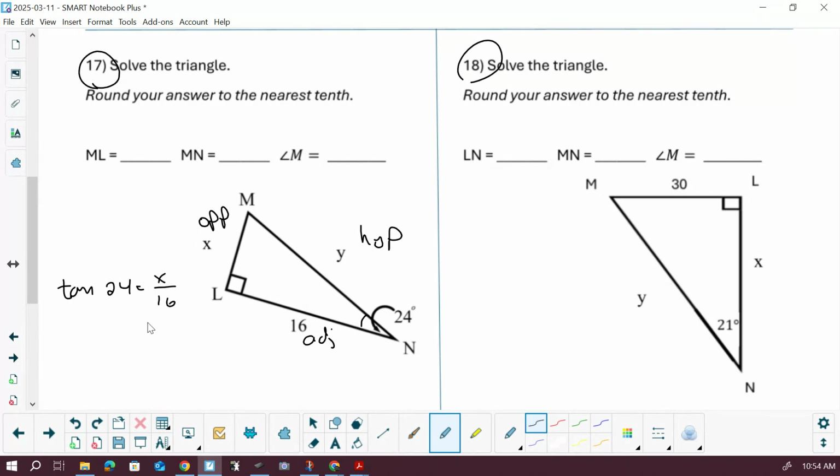Opposite and adjacent. X is in the numerator, so we multiply. So we get 16 times tangent 24 equals x. 16 times tangent 24, 7.12 or 7.1. So that's this side here. This is the x, right? So we got 7.1.